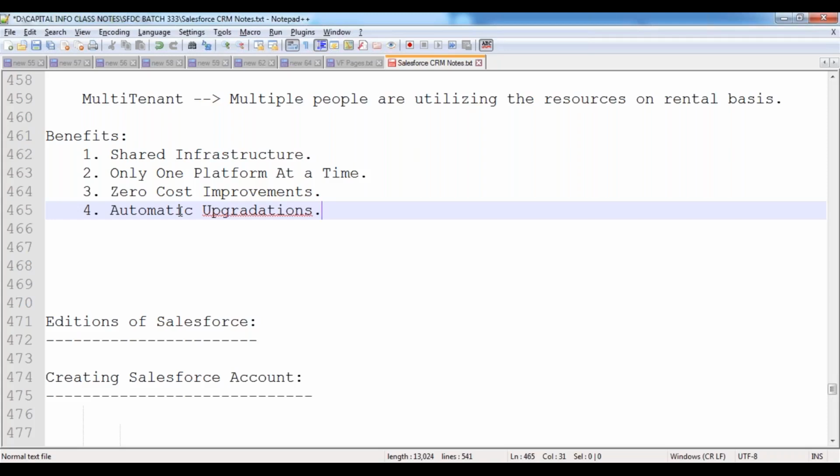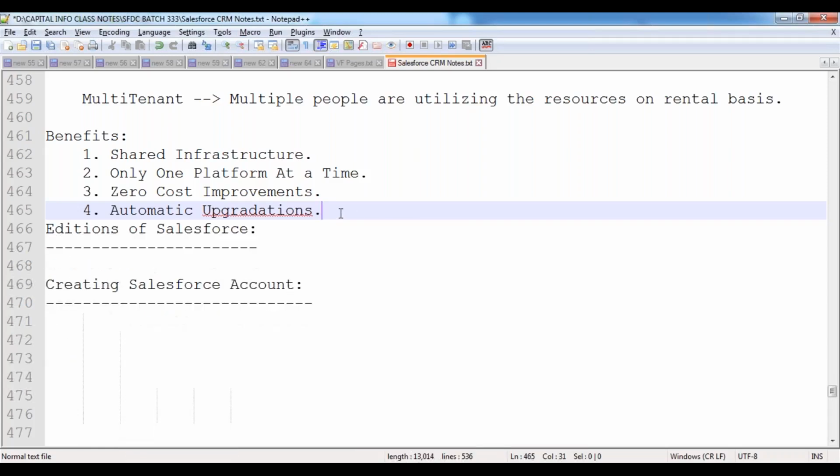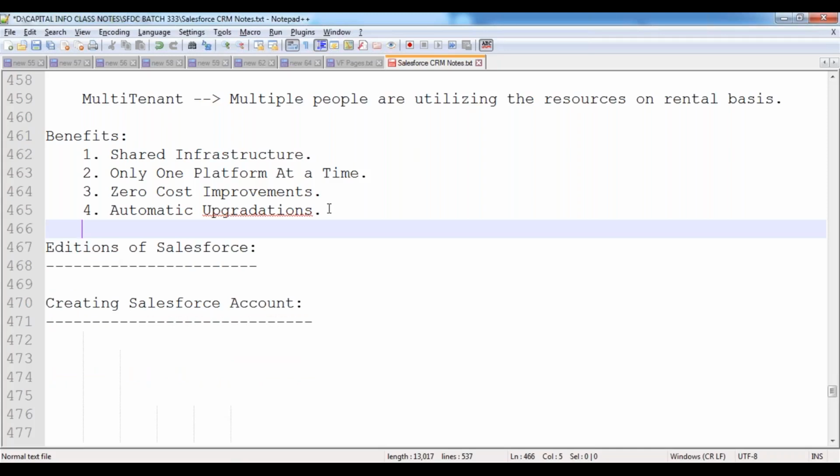Your account will be upgraded automatically from Spring to Summer by default on July 18th night, between 9:30 p.m. and 9:35 p.m. IST. Within those 5 minutes, your account will be upgraded automatically. There is no need for any human interaction; Salesforce itself will upgrade it. These are the four major benefits available as part of your multi-tenant architecture.